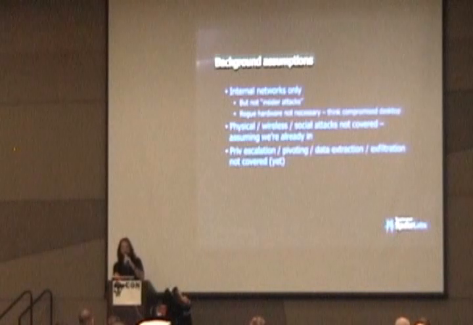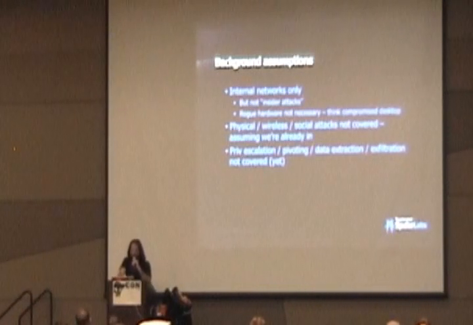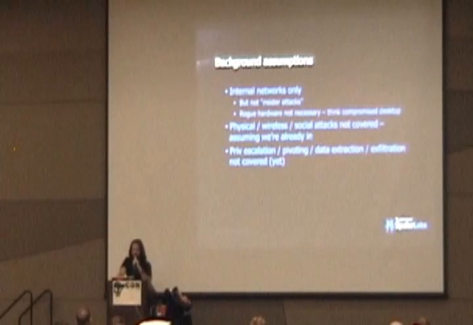I'm trying to keep things very simple because I'm just starting to wrap my head around this stuff. So physical, wireless, and social attacks are not covered. I'm assuming we're already in. And similarly, things that come later, like privilege escalation, pivoting, and data extraction, are not covered yet.